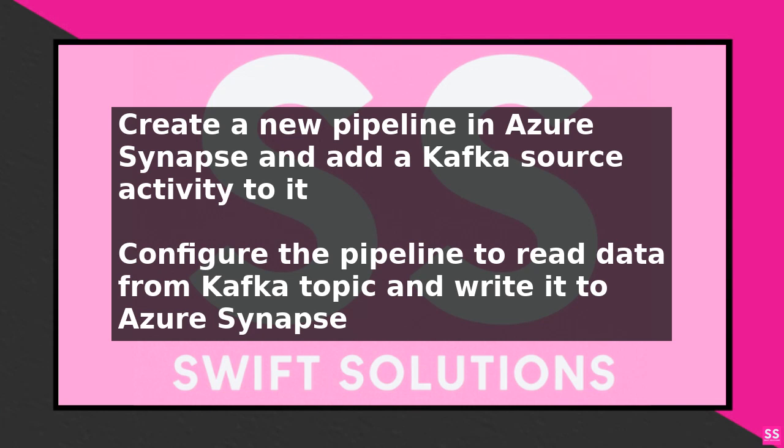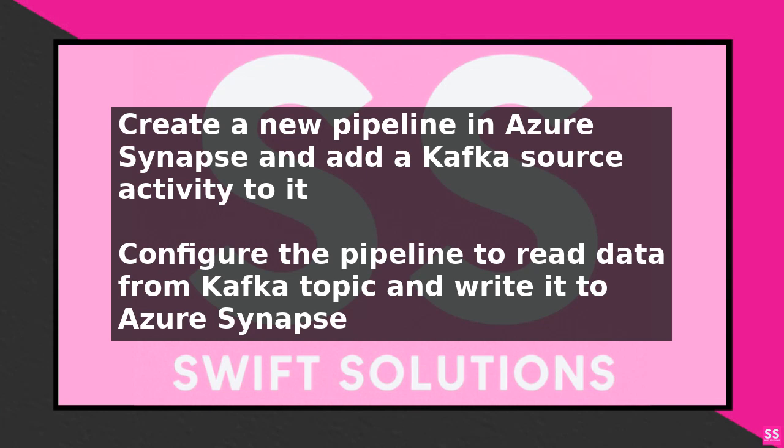Step 5. Deploying and monitoring the pipeline. Deploy the pipeline and monitor its execution in Azure Synapse. You can use Azure Synapse's monitoring and debugging tools to troubleshoot any issues that may arise during pipeline execution.